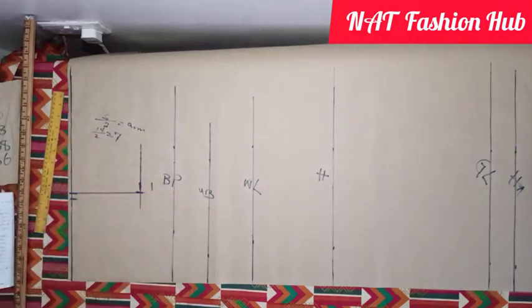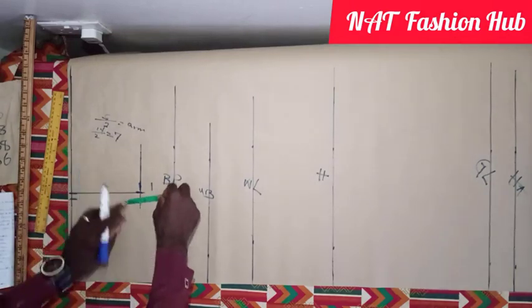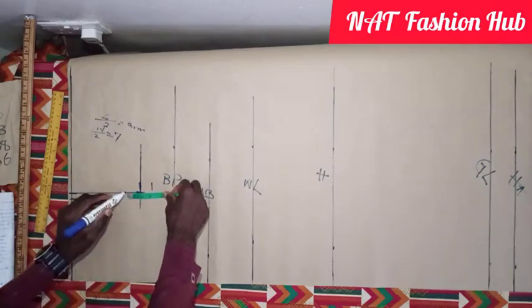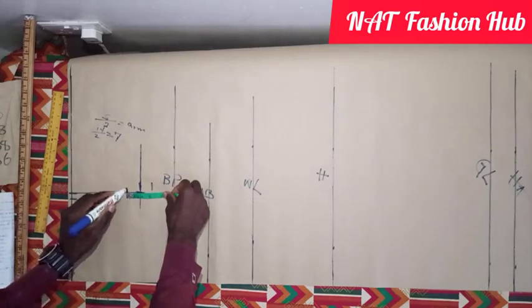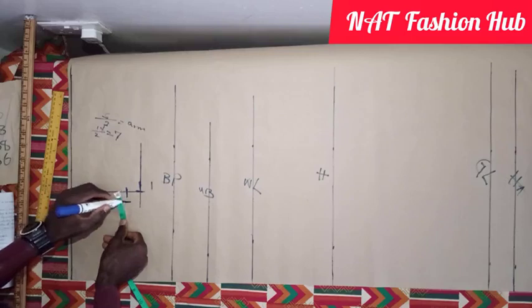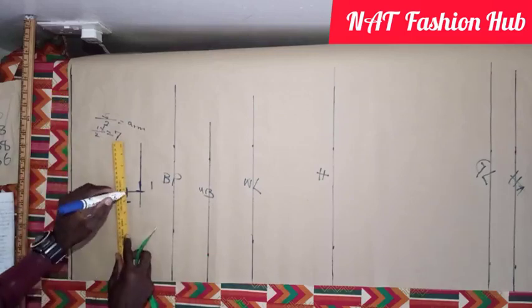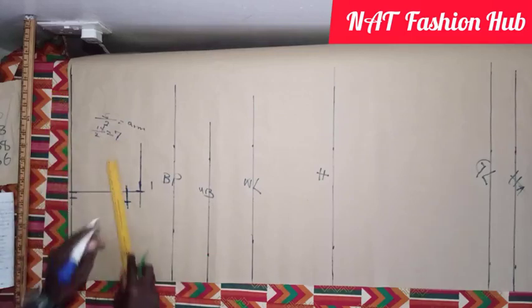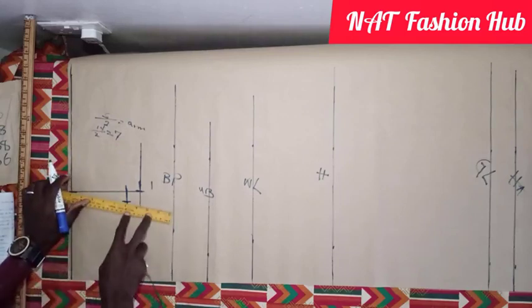So the next thing for us to do is to measure 1 inch above this arm point here, and then mark 1 inch inward as well. We are following. So when curving our arm, we're going to curve our arm this way.